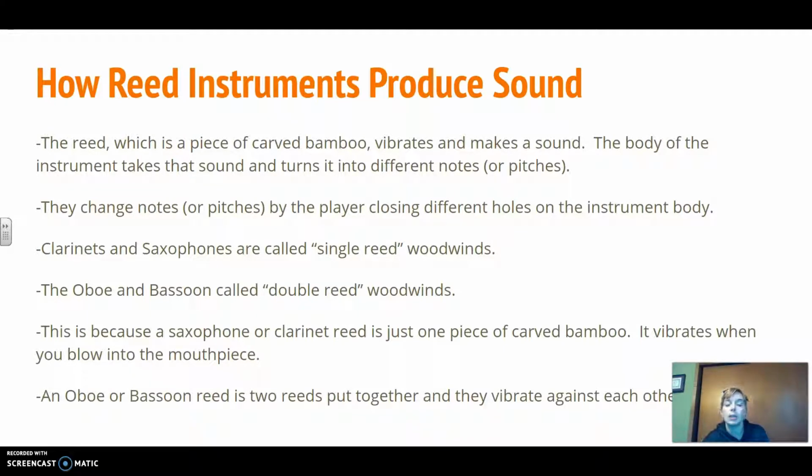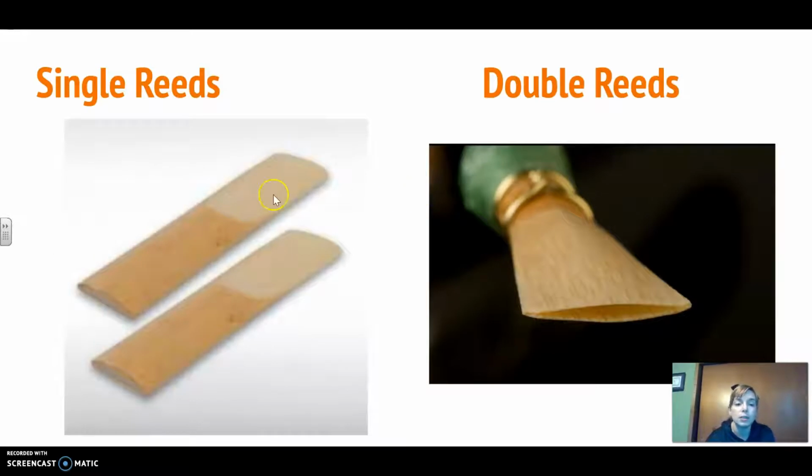Clarinets and saxophones are called single reed instruments because they only use 1 reed and a mouthpiece. Oboes and bassoons are called double reed woodwinds because they have 2 reeds and no mouthpiece, and they vibrate against each other. On this page here, you'll see a single reed looks like this.